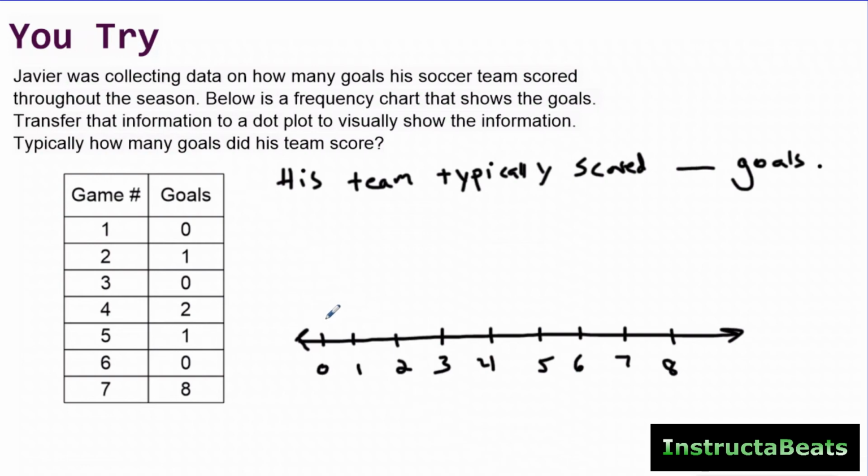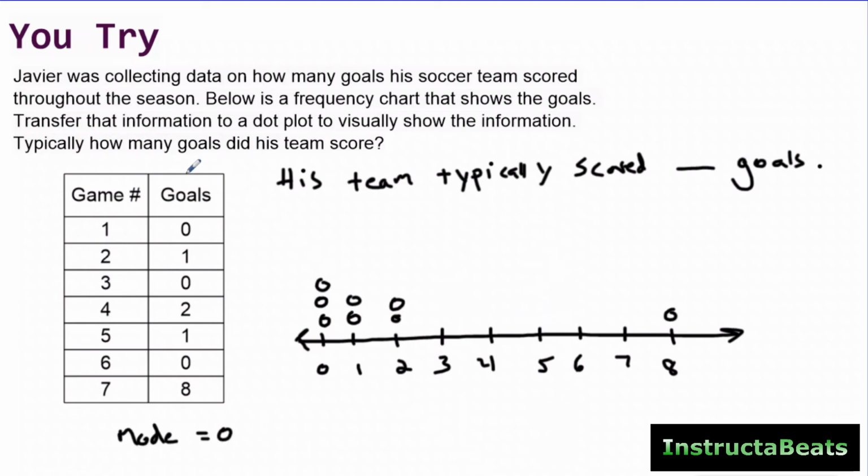So in game 1, he had 0 goals. Game 2, he had 1 goal. In game 3, they had 0 goals. In game 4, there were 2 goals they scored. Game 5, there was another 1 goal. Game 6 was 0, and then game 7 was 8. So again, I can quickly see that there's an outlier right here. I can see this is a unimodal set of data because there's only one mode. 0 is your mode here. That's the number you see the most in your data.